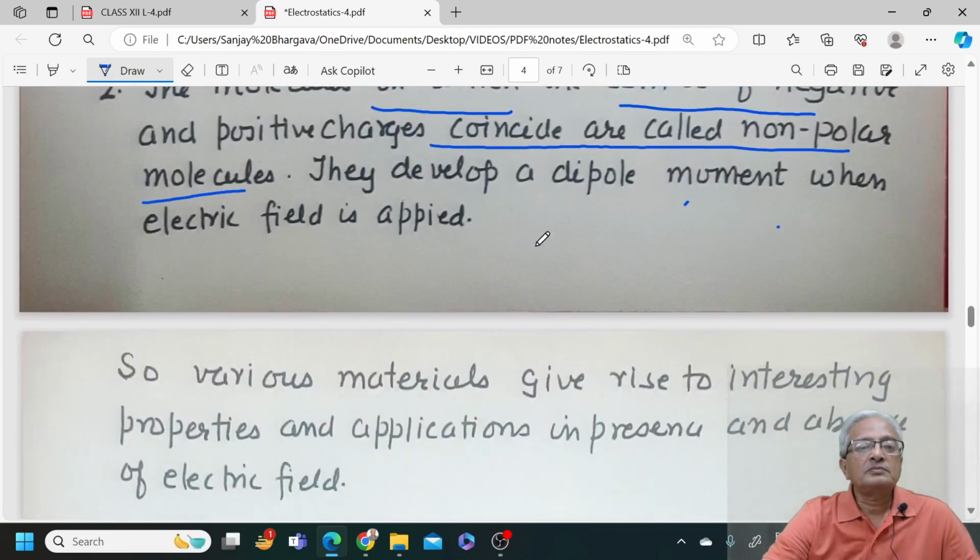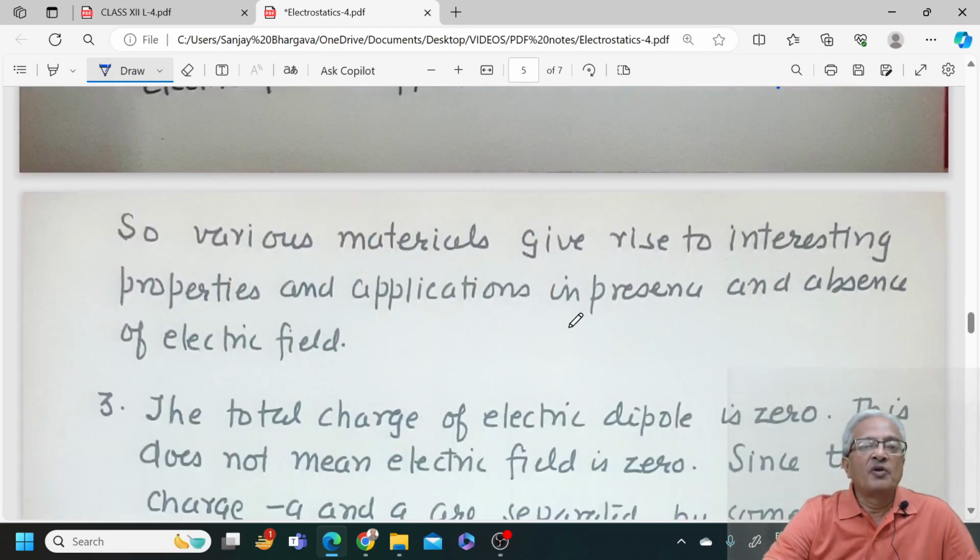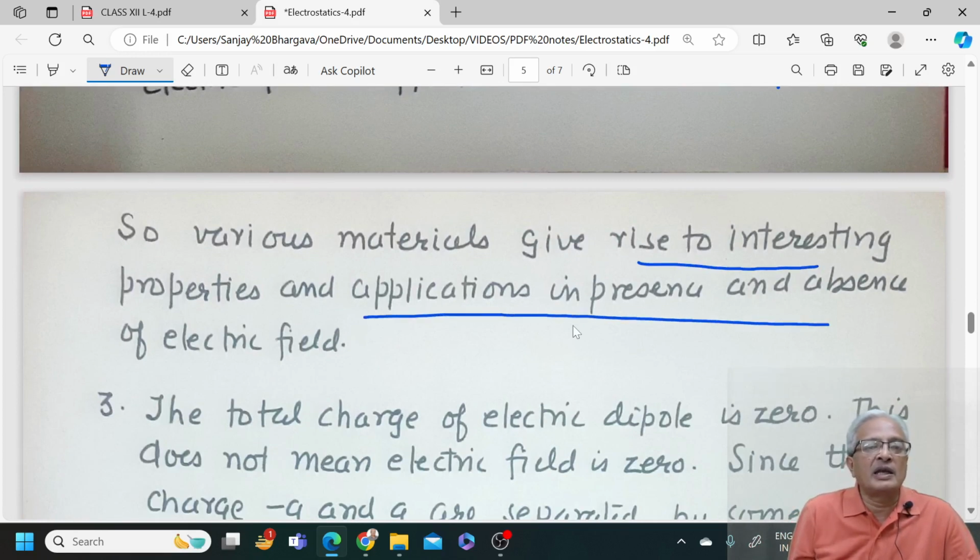Now, I can say various materials give rise to interesting properties and applications in presence and absence of electric field, because the behavior of polar and non-polar molecules is different in an external field.